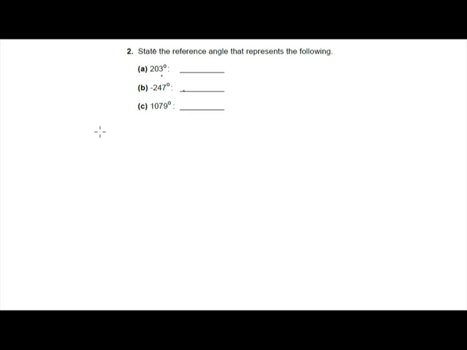Basically, the reference angle is the angle that the terminal side and the x-axis make. So what does that mean? For example, in the first quadrant, if this is the terminal side and this is the angle, the reference angle is the angle that the terminal side makes with the x-axis. In this case, the angle is the same as its reference angle.